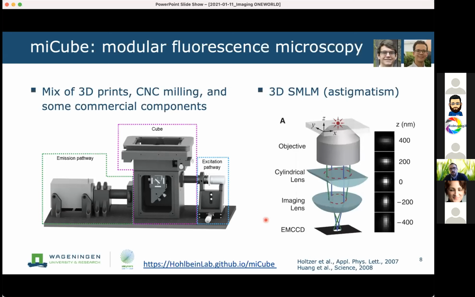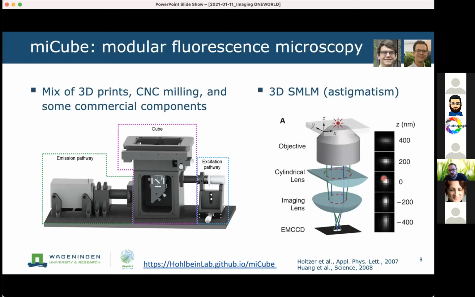So what we implemented here is a way, if you want to do three-dimensional localization microscopy, that you can slot in a cylindrical lens next to the camera. What that will do is, where you would normally expect a focused spot, if you defocus, then the spot elongates in one or the other direction.